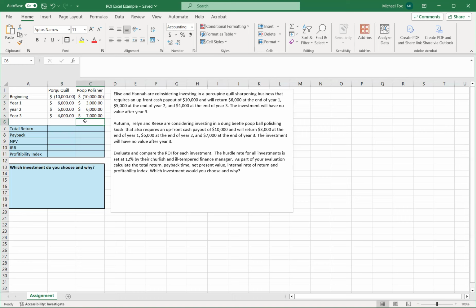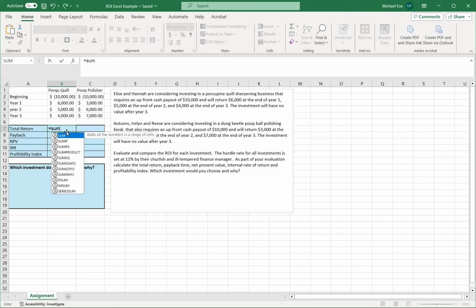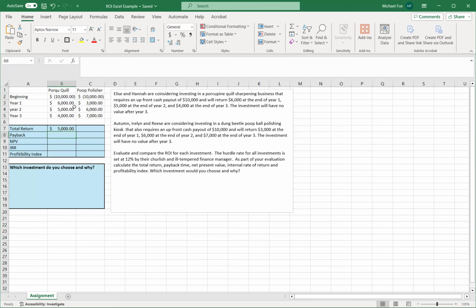And so the first thing we want to figure out is what's the total return, which really just means the amount we're going to receive back from the investment minus the amount that we're going to put in. Since we already have the amount that we're putting into the investment as a negative, to find this, all we do is take the sum of all of the cash flows. So minus 10,000 plus 6,000 plus 5,000 plus 4,000. And we can see that we're going to make $5,000 more than what we put in. So in this case, we're putting in $10,000 and we're getting out 15,000.